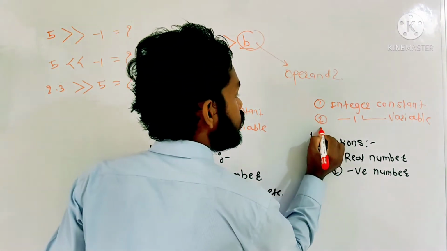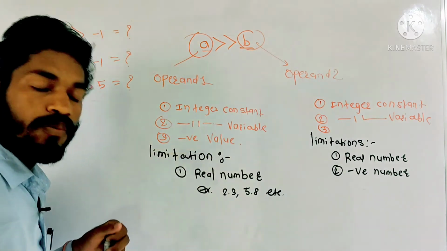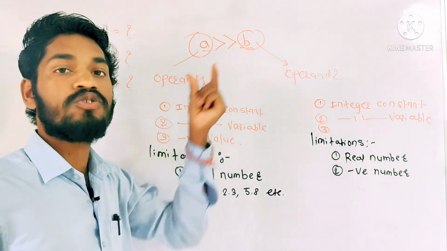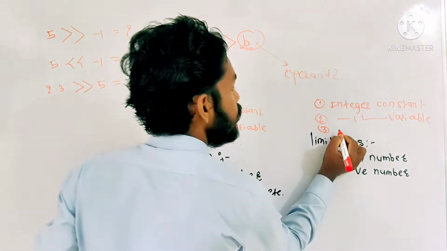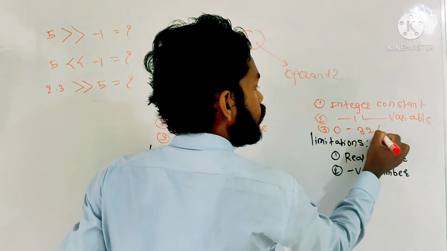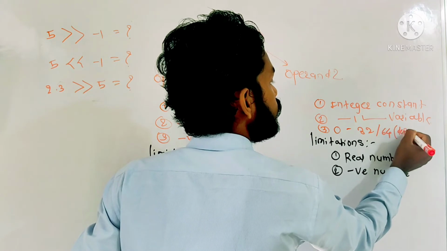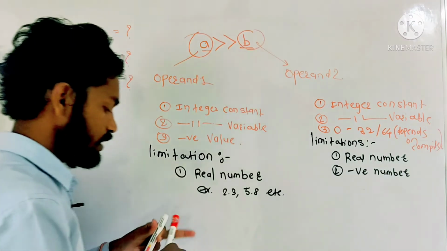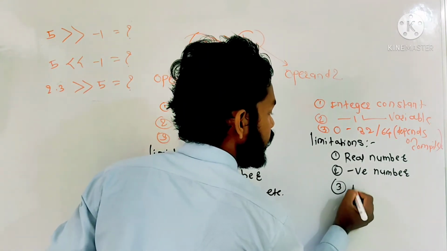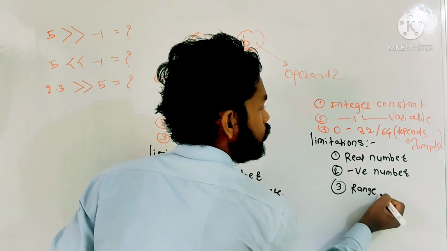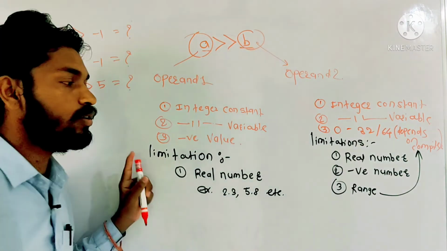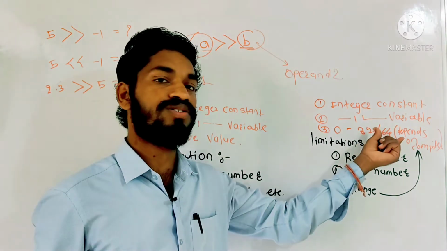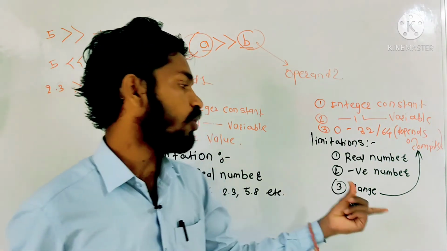And one more thing: the value of operand 2 is limited. We can't use any number here. There is also a certain limit. For example, operand 2 should be within 0 to 32 or 64, which depends on the compiler. Limitations mean a range or value, and it should be within this range. This is all about limitations.